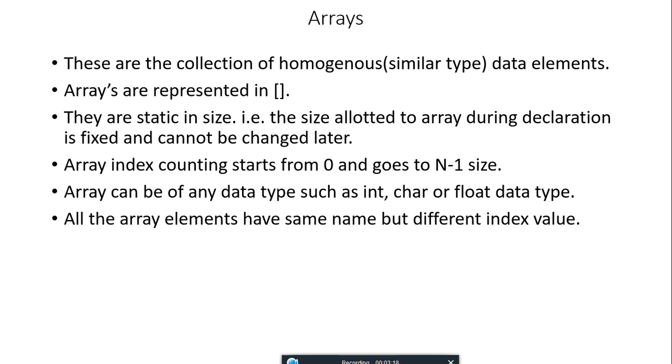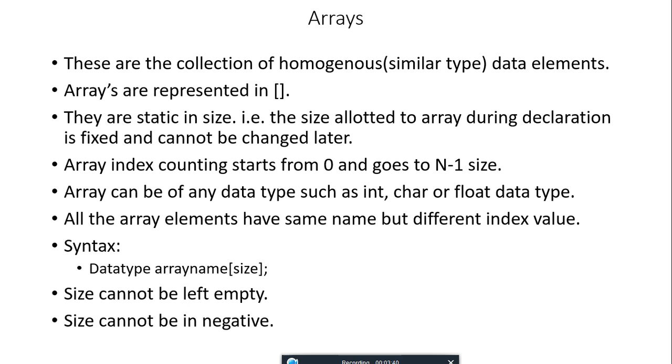You can declare an array of any data type, that is int, char or float. So you can use any one of these data types to declare an array. All the array elements will have the same name but different index values. For example, if I have declared an array a of size 5, then a will be the name of all the 5 variables, but their index values will be different. For example, a0, a1, a2, a3 and a4.